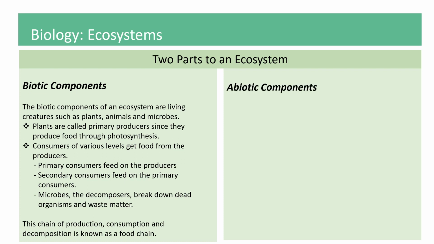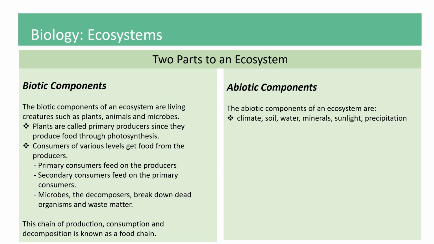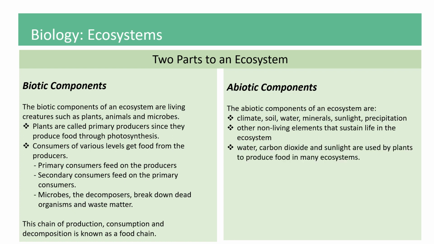We also have what's called the abiotic components. The abiotic components are the climate, soil, water, minerals, sunlight, precipitation, and other non-living elements that help sustain the life in the ecosystem. Water, carbon dioxide, and sunlight also are important as they are used by the plant to produce the food for our ecosystems. In other ecosystems, the primary source of food is the dead organic matter.